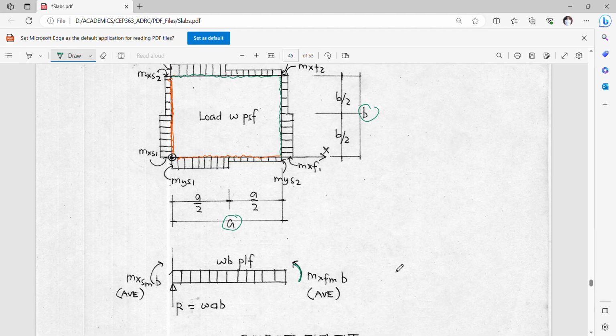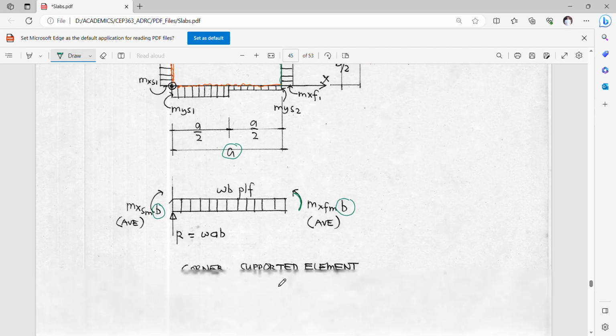Okay, so this is an average moment at the transverse span equivalent to the B dimension. We take the average of this. So this is the mean, or the average. Of course, your reaction here will simply be equal to W times A, multiplied by B here. So this is WB times C.